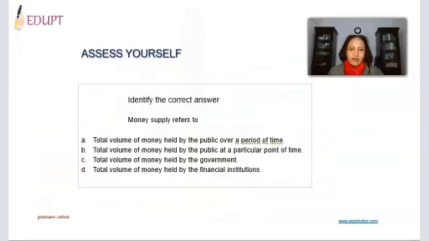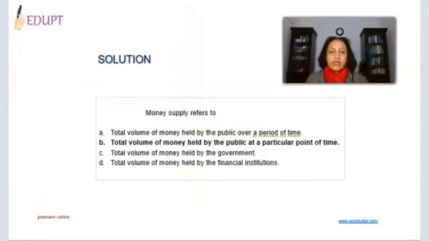Now assess yourself. You have been given 4 options. You need to identify the correct option. Money supply refers to A. Total volume of money held by the public over a period of time. B. Total volume of money held by the public at a particular point of time. C. Total volume of money held by the government. And D. Total volume of money held by the financial institutions. Please check your answer. The correct answer is option B.